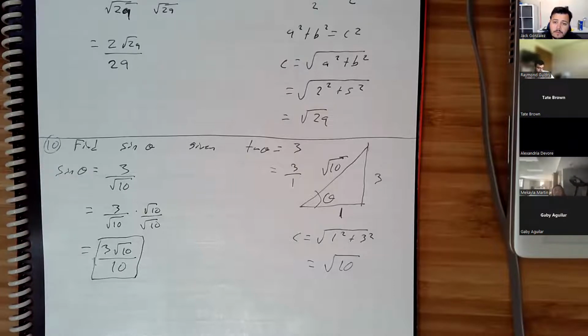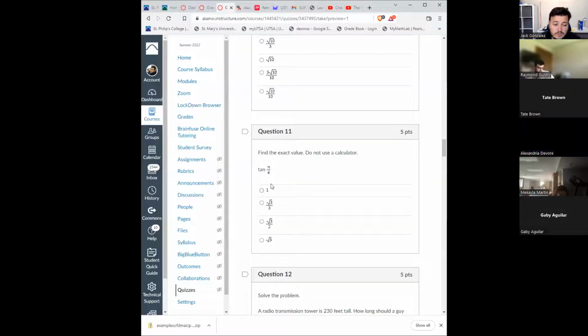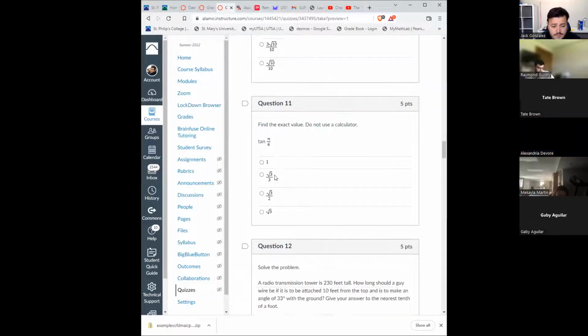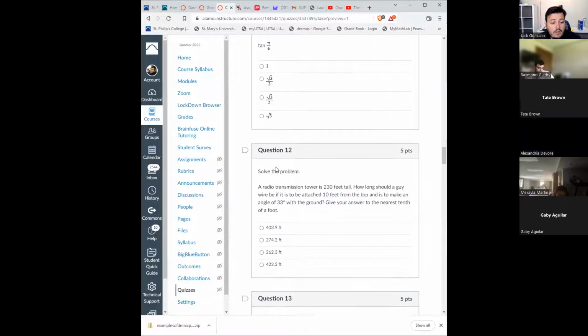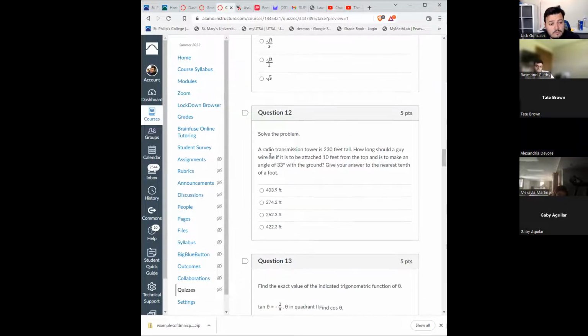All right. Number 11 is really just use a calculator or your unit circle. I'm going to skip that guy. 12 is a word problem. I think we should do that one. Looks like it could be hard. Yeah, let's go ahead and do that.